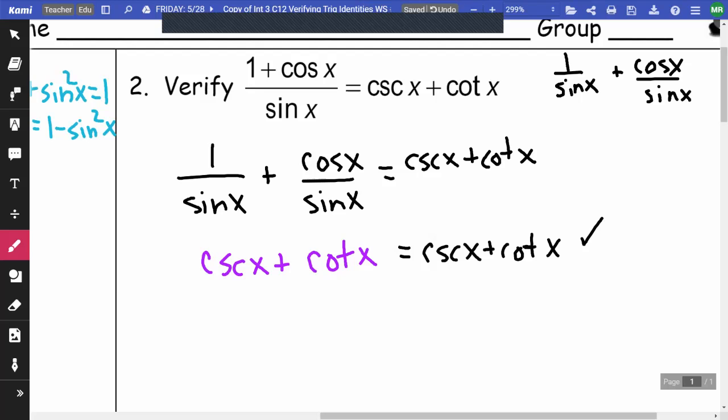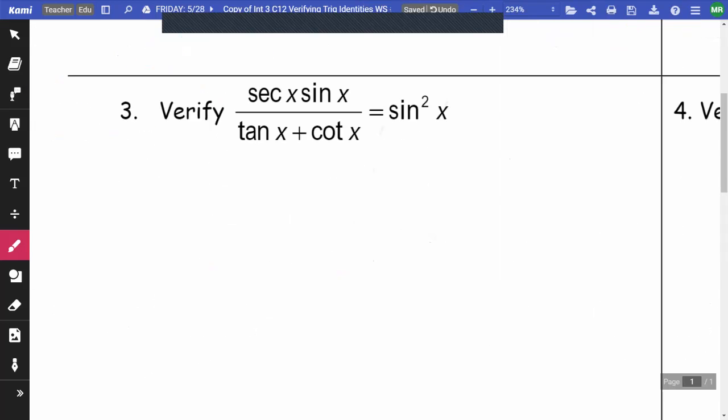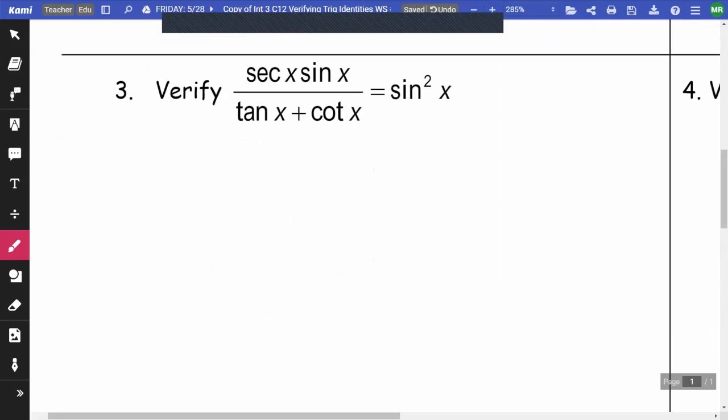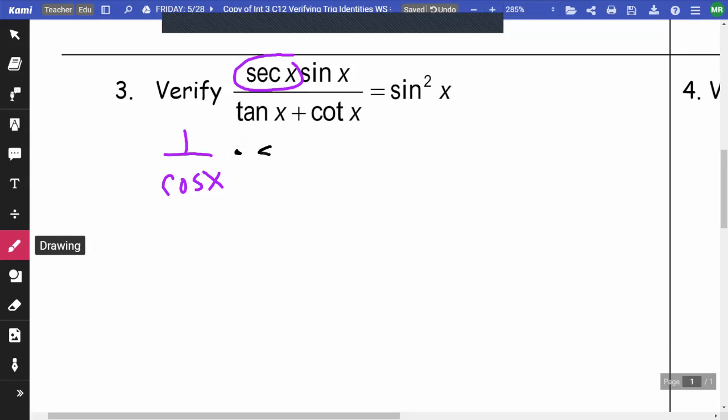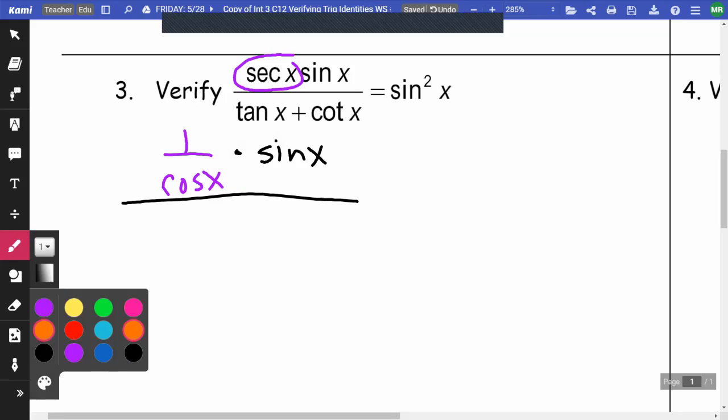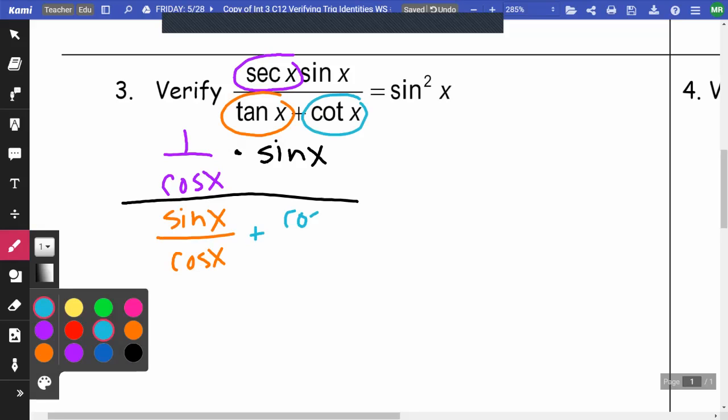On number 3, okay, we're trying to get a sine squared x. So first thing I'm going to do is maybe rewrite everything in terms of sines or cosines and see where we go from there. So the secant x is going to be 1 over cosine x times sine x. Okay, I'll leave that sine x as is, over my tangent x. My tangent x is going to be a sine x over cosine x. My cotangent x is going to be a cosine x over sine x. Okay, so that's what I have so far.